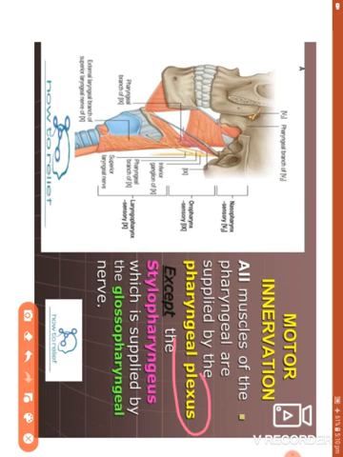Except the stylopharyngeus muscle, which is a longitudinal muscle, it has a direct supply through the glossopharyngeal nerve. So the motor supply is through the pharyngeal plexus, except stylopharyngeus, that is through the glossopharyngeal nerve, the 9th cranial nerve.